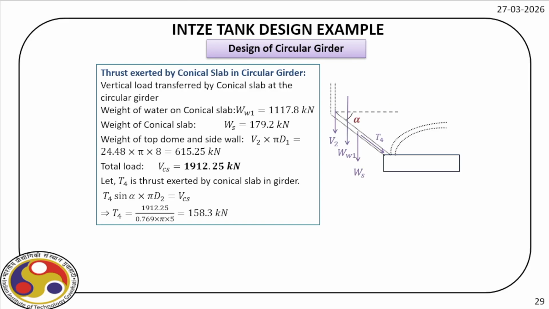Now thrust from the conical slab to the circular girder, that as you can see here. So now weight of the water on the conical slab, this we have already evaluated. Weight of the conical slab is 179.2. Weight of the top dome and side wall, which is 615.25 kilonewton. So the total load is 1912.25 kilonewton. So T4 is the thrust exerted by the conical slab in girder. So we get this from this expression. So T4 is 158.3 kilonewton, right?